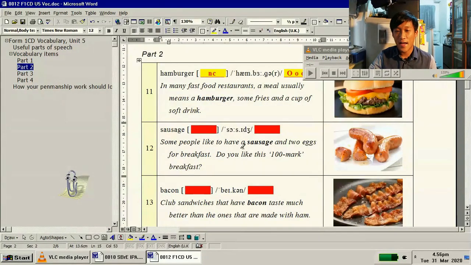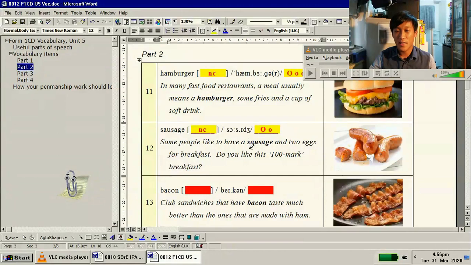This one is a noun and it's countable. For the pitch pattern, the stressed syllable falls on the first syllable, so it's da da. The second syllable is unstressed and has a lower pitch. So this thing is called sausage.